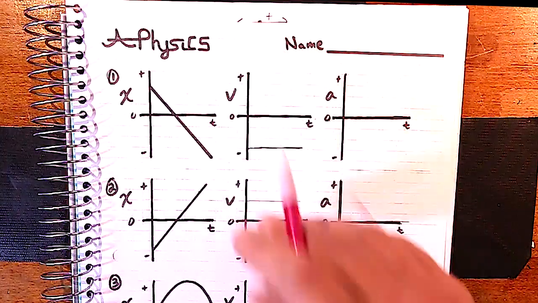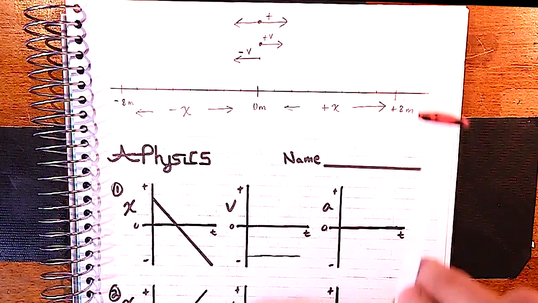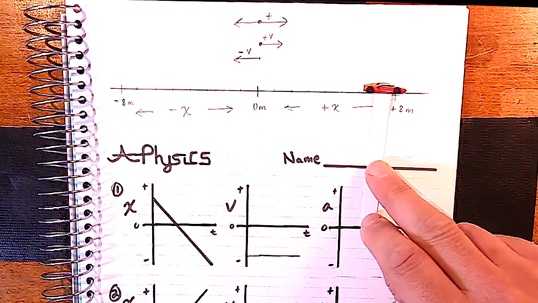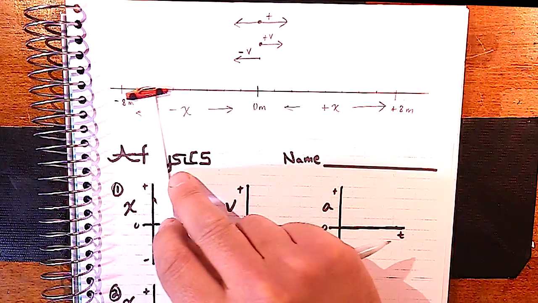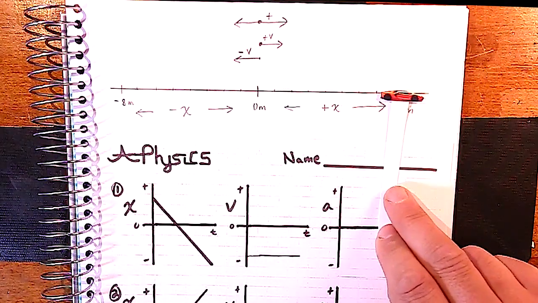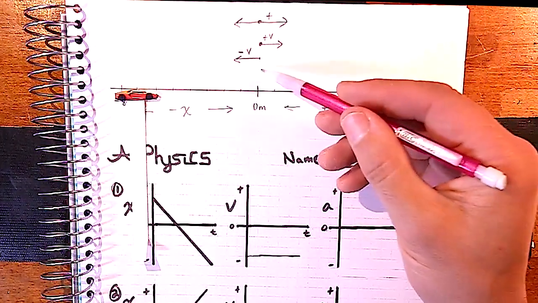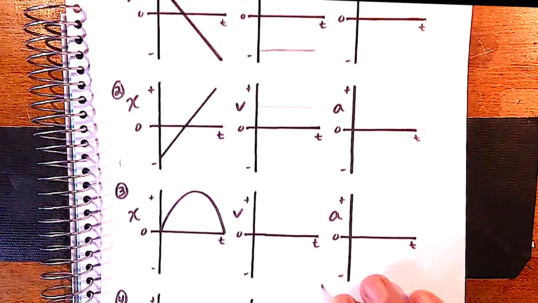So what does that mean? Well, if we put a little car, it's starting in the positive position and it's moving back towards 0, and then it's moving into the negative position, and it's doing this at a constant velocity. So its velocity is negative and it's constant. Let's look at the next one.